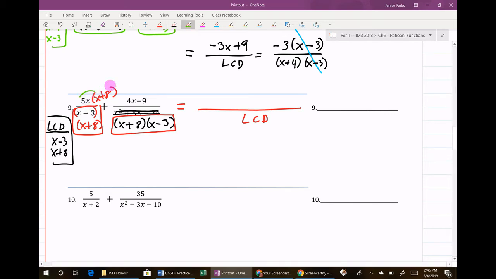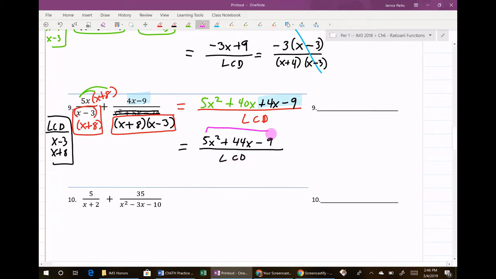So if I multiply this out, I get 5x squared plus 40x. And then I have this part, so plus 4x minus 9. I'm going to combine all that. So I'm going to get 5x squared plus 44x minus 9 over the LCD.